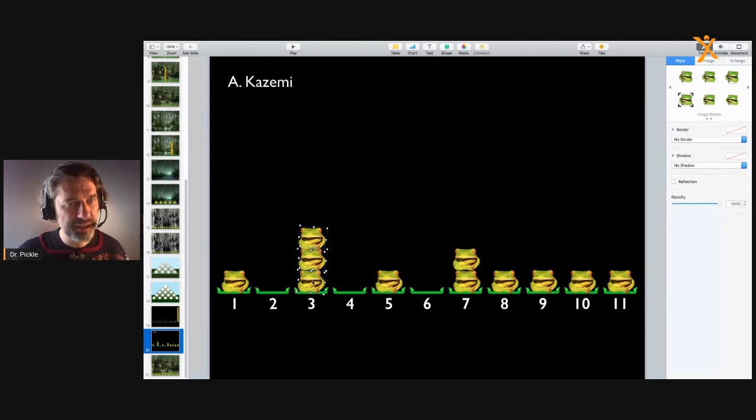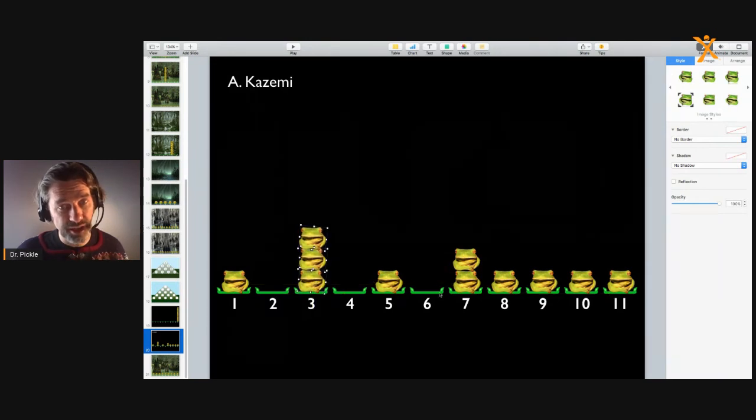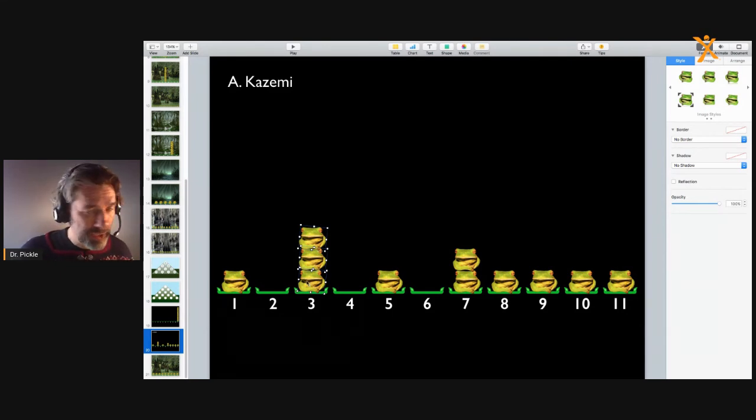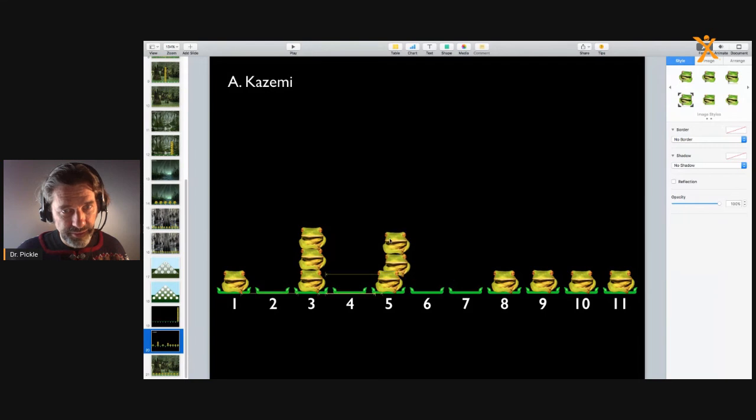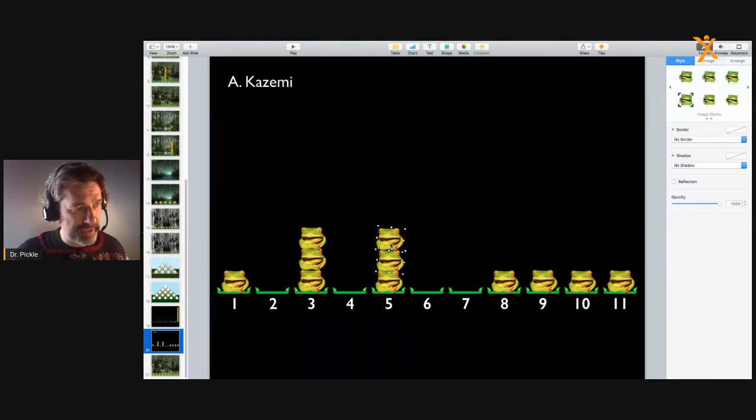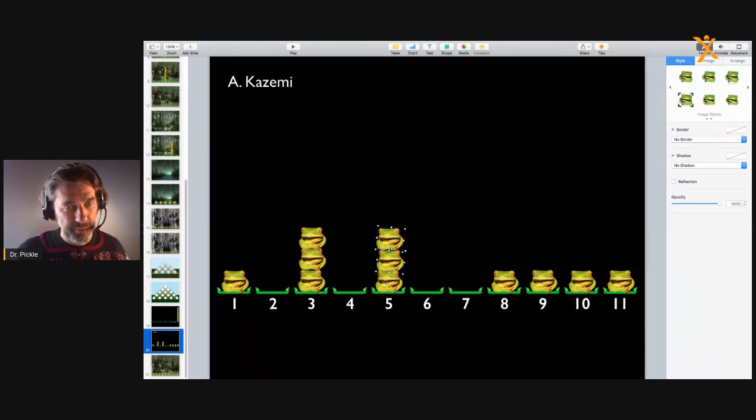That's a distance 3, but the only place this one can move right now is to 6, and 6 doesn't have frogs on it, so it can't move there. So this one cannot move right now. 7 to 5. Yes, we can do 7 to 5. That's fine. Yep. So that's true.